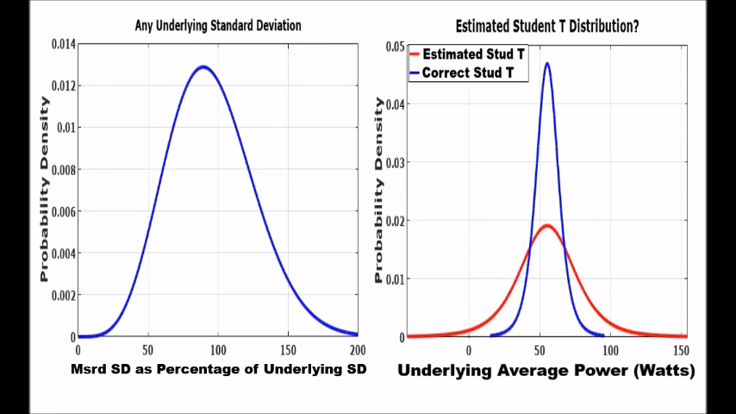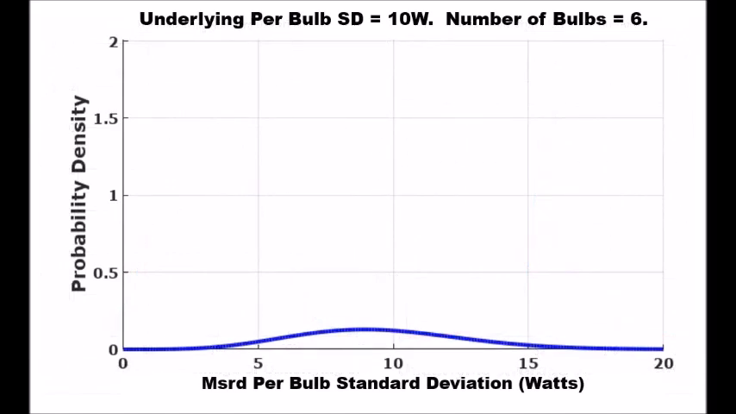So, let's suppose that we're doing this with 1,000 bulbs in our sample set instead of just 6. Then, the distribution of measured per bulb standard deviation should be much tighter around 10 watts, or 100%. So, overall, our measured per bulb standard deviation should be quite close to our underlying per bulb standard deviation. Here, we see the distribution with 6 bulbs. As you can see, it's pretty wide. But now watch. Watch how things tighten up as we increase to 1,000 bulbs.